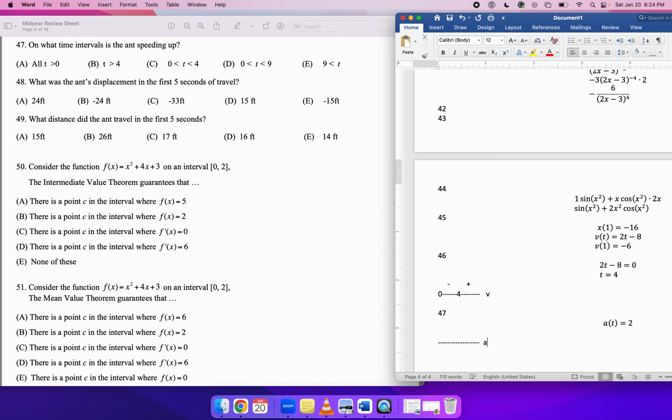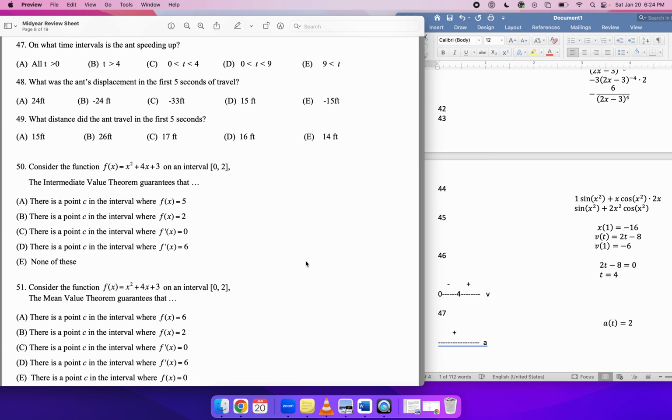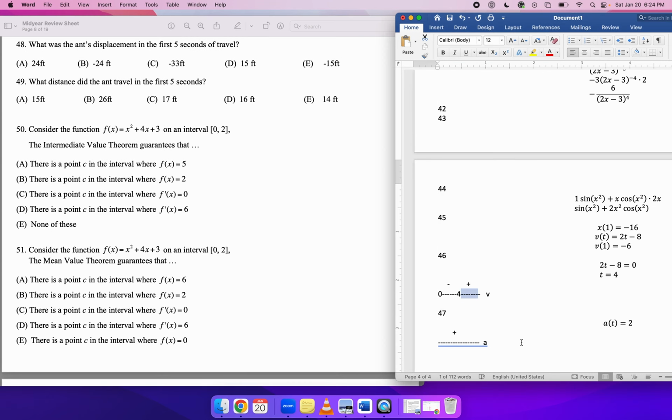That is a function which is always positive. There are no numbers to put on your number line because this function is never equal to 0. There's essentially one giant interval. It's just always positive, right? So anyway, speeding up means velocity and acceleration have the same sign, and that would be 4 and beyond, right? Because for 4 and beyond, the velocity and acceleration have the same sign. 48.